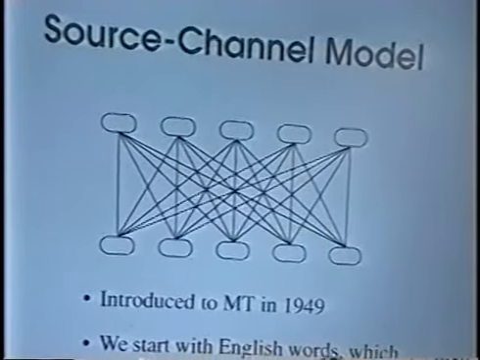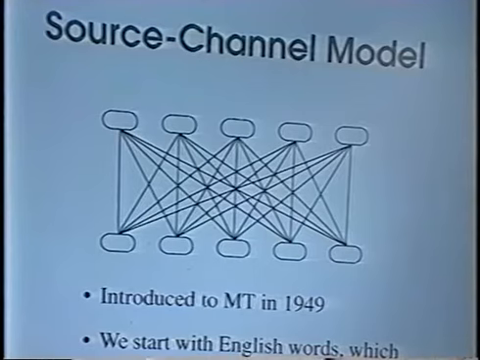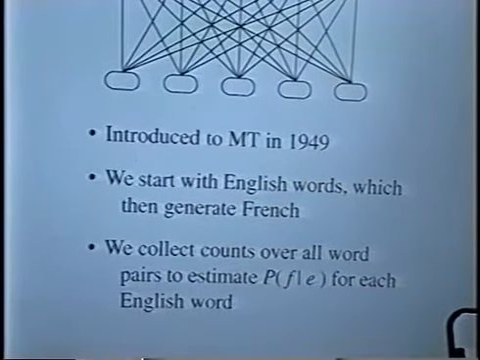Again, this is IBM's source channel model. Just very briefly, you start with a bag of English words, apply some transformation to them, and produce French words. And so the way you try to model this is you collect counts over all pairs to try to estimate the probability of F given E for each English word.